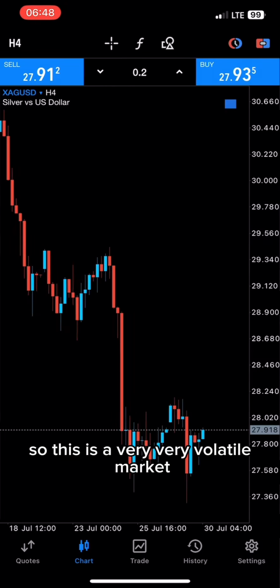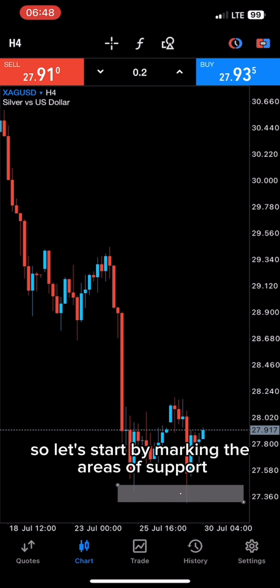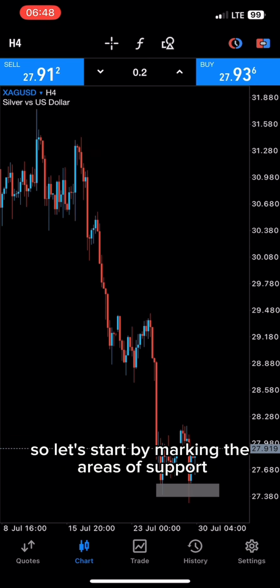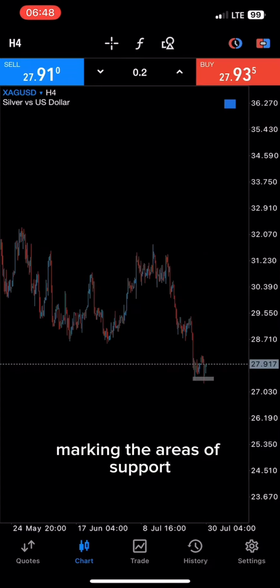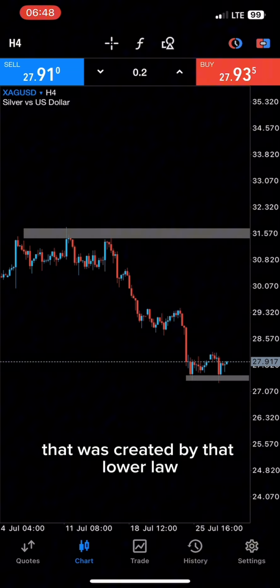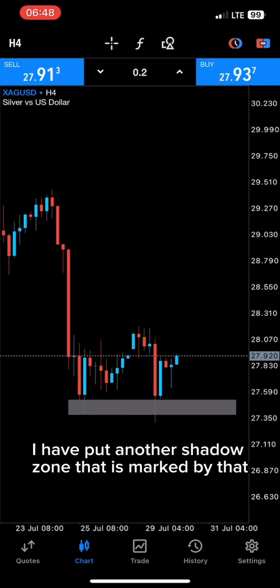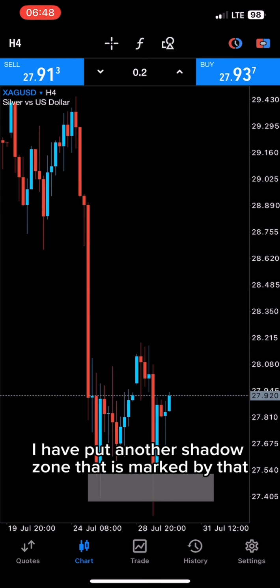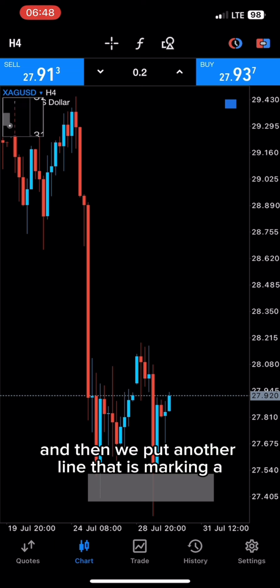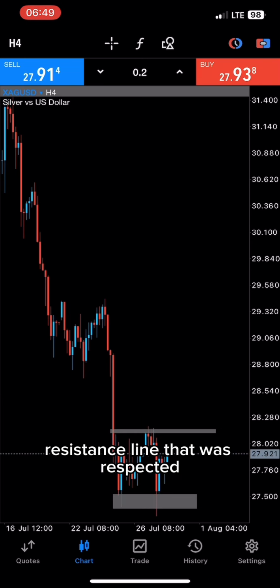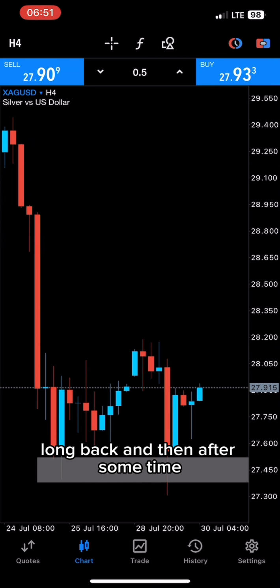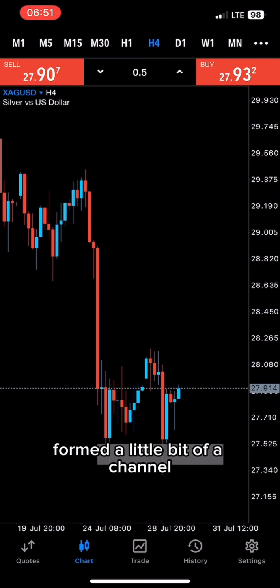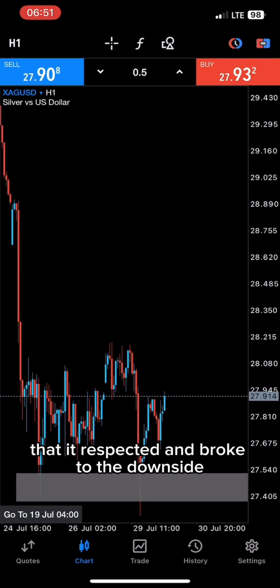So this is a very, very volatile market. So let's start by marking the areas of support and the areas of resistance. So I've put a shadow zone marking the areas of support that was created by that lower low, and then I have put another shadow zone that is marked by that lower high, and then we put another line that is marking a resistance line that was respected long back. And then after some time we realized that the market formed a little bit of a channel that it respected and broke to the downside.